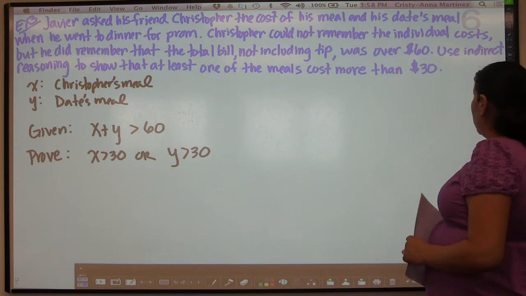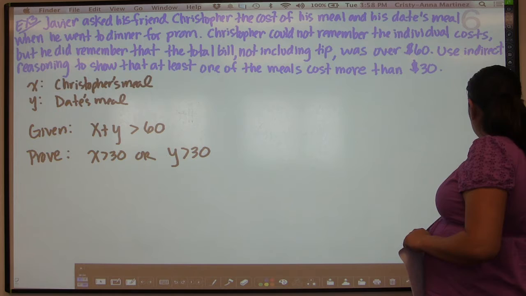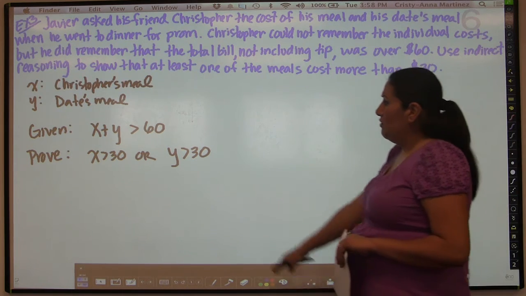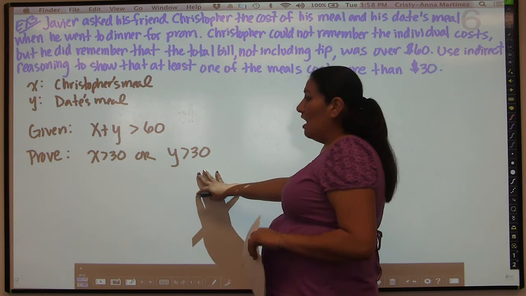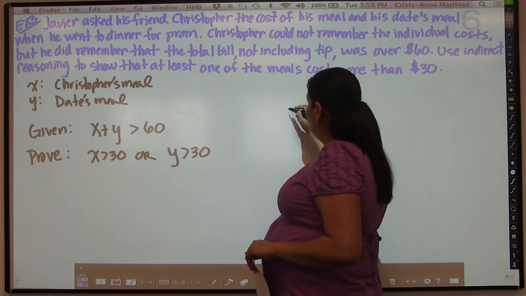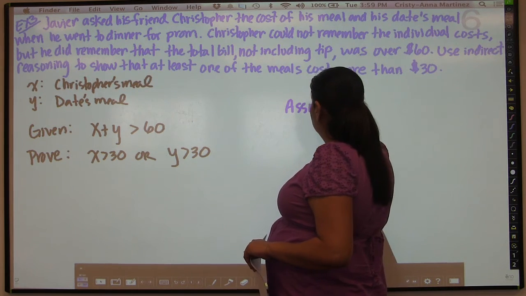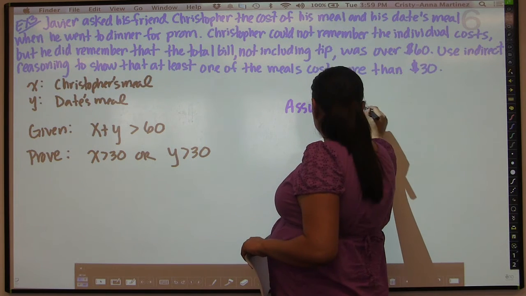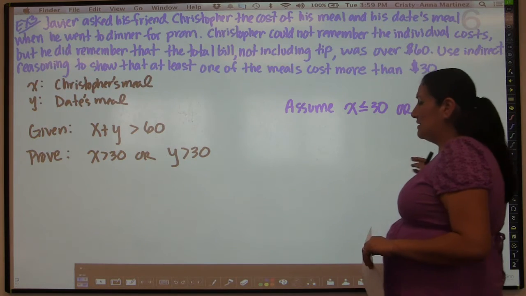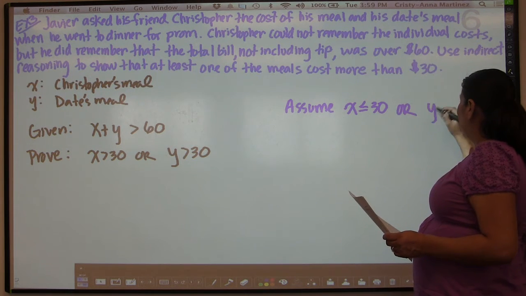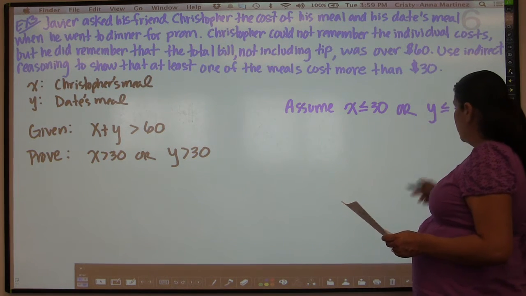Now we're going to start with the assumption. Remember the first thing we want to do is assume that our conclusion is actually false. So if x is not greater than 30, then we're going to assume that x is less than or equal to 30. Or if y is not greater than 30, then y is less than or equal to 30.